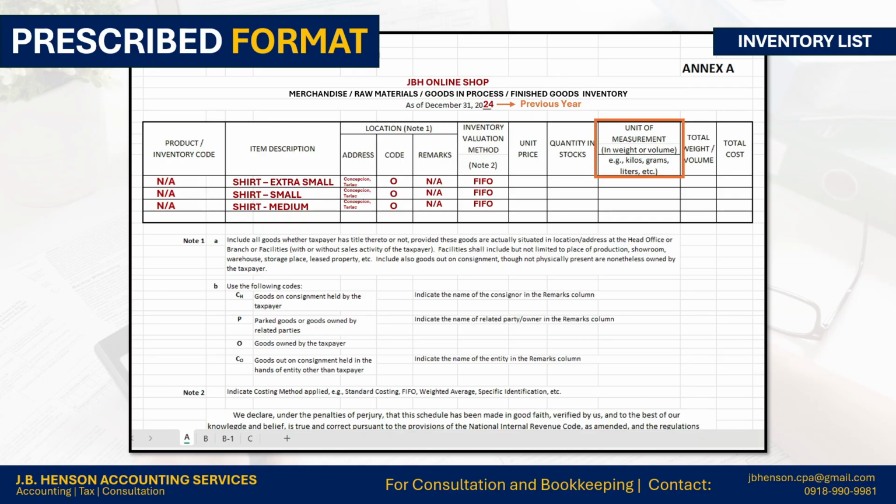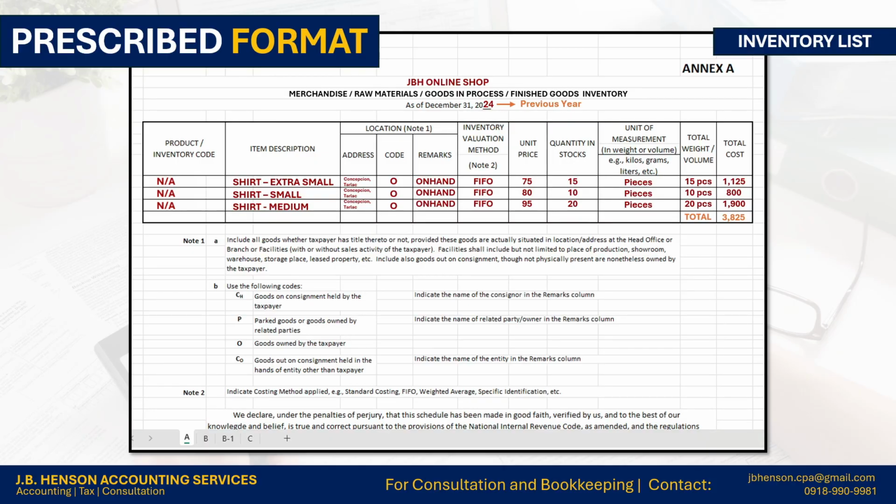For total weight or volume, we can sum up those in the specific line item kung ilan lahat, or ilang kilos, grams, or liters lahat ng available dun sa specific line item na yon. Lastly, for total cost, kung magkano lahat in total yung specific line item, or we can multiply unit price by quantity in stocks. Then don't forget to put total on the last row of the table, and you can also add rows if madami kayong mga items at hindi kasya dito sa default number of rows ng downloaded file natin.